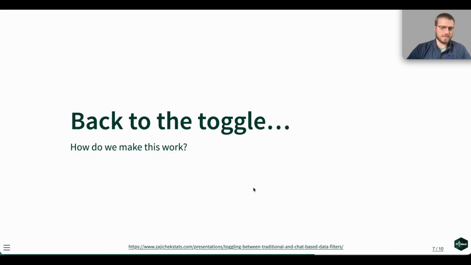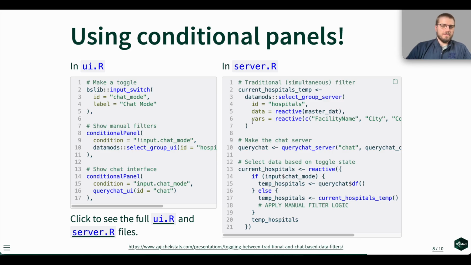So back to that toggle, how did we make this part work? Very simply, we just use conditional panels. So in the UI.R file, we have an input switch from the bslib package, which is just going to let you switch between chat mode. And then all we do is have a conditional panel that if it's not in chat mode, supply your traditional data filters. If it is in chat mode, supply this query chat user interface. And that's all you really need to do in the UI.